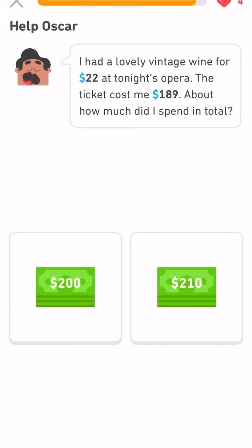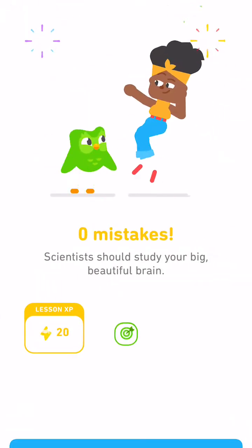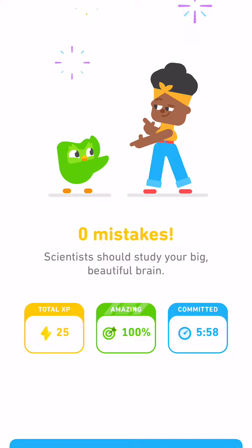Let's see, I had a lovely vintage wine for $22 at tonight's opera. The ticket cost me about $189. How much did I spend in total? So I'm guessing we still have to round. So he spent about $190 on the ticket, and then about $20 for wine. So he spent about $210 in total. All right, so that is a perfect score.